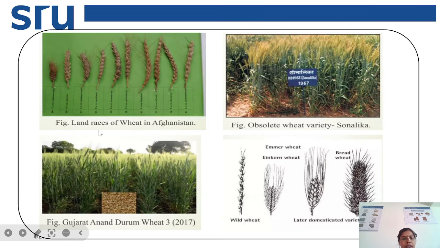Here you can see the land races of wheat in Afghanistan, and here the obsolete wheat variety. The obsolete wheat variety is a traditional wheat variety, which is a tall variety that was popular once upon a time, but it was replaced by some of the Mexican dwarf wheat varieties. And next is durum wheat. So these are some of the examples of the kinds of germplasm.